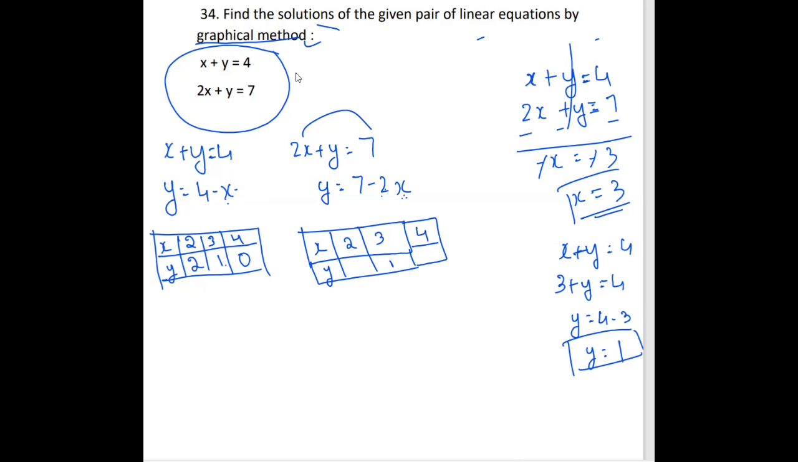If you put 2 in place of x, what does it become? 4, 7 minus 4 is 3. If you put 4 here, 2 into 4 is 8, 7 minus 8 is minus 1. This is the right answer, right? So what is the first thing that you do here?